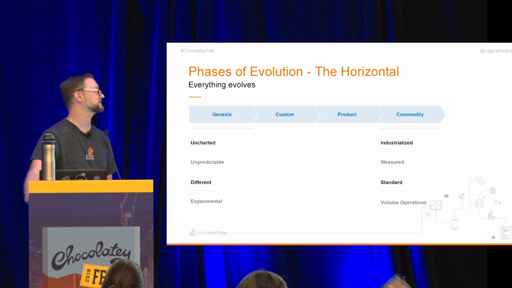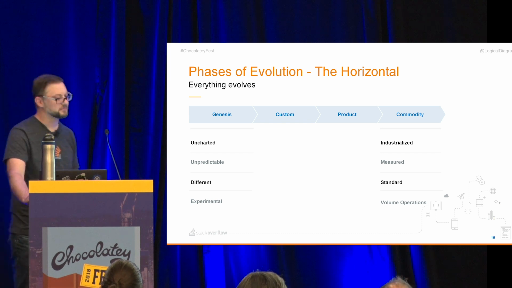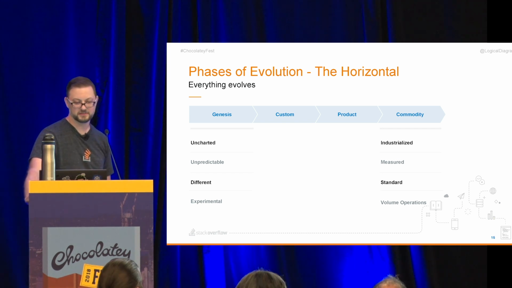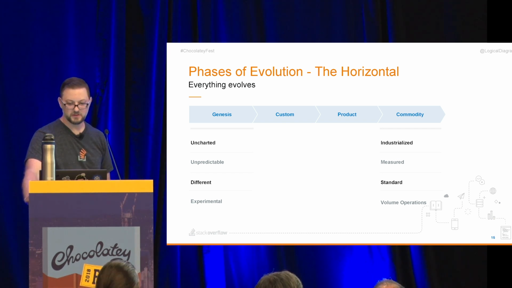So if it breaks, it's no big deal. But if it works, then you win. And then things move to the right as they mature. And then we end up on the far right. Things in the commodity phase are standardized. They support high volume. They are sort of the expected.